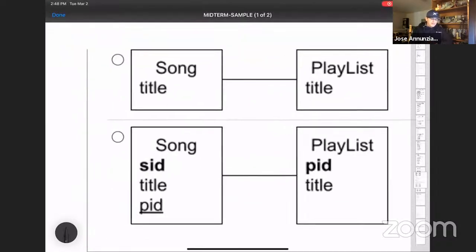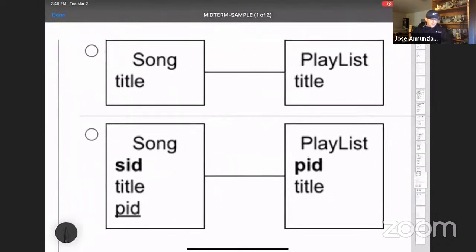So let's see what we have here. The only difference between the two, right? They both have title. So let's remove that. They both have title, so that's not the difference.